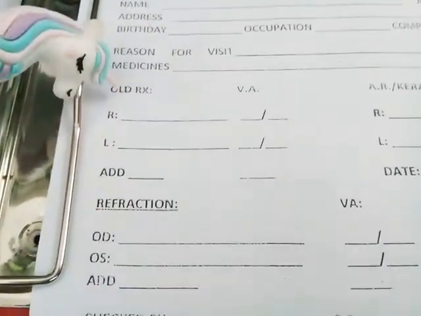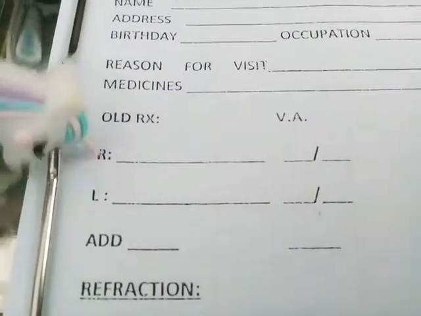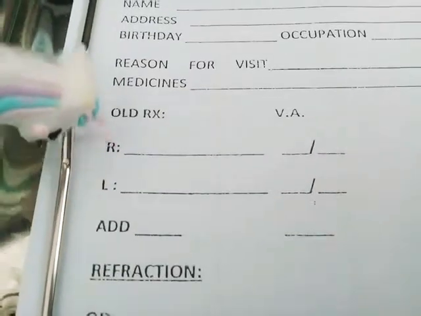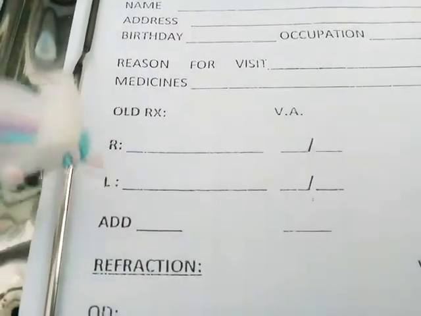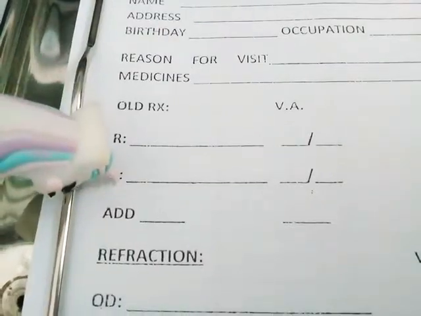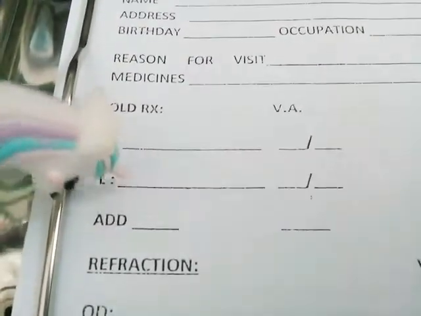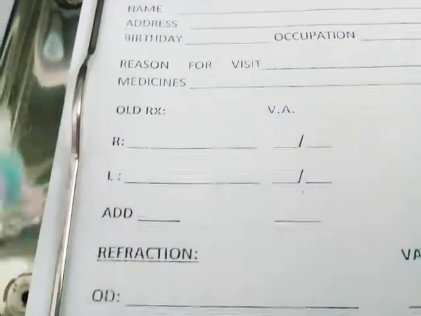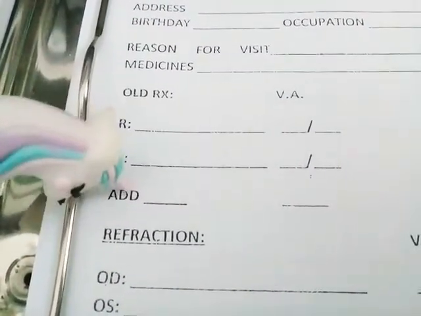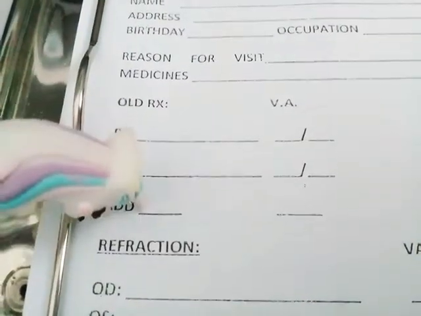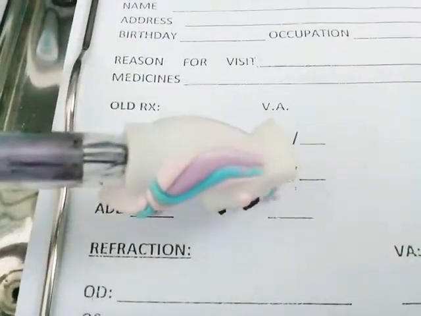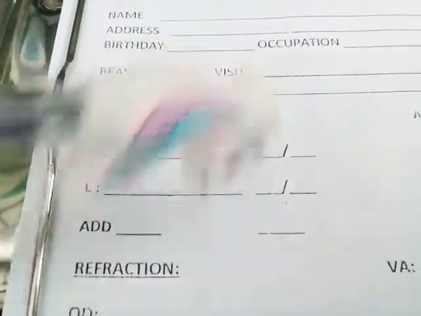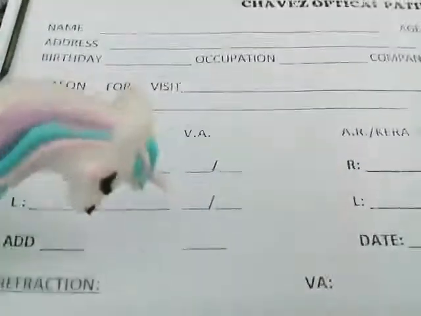So next we have this old prescription and their visual acuity. If they have their old prescription, we will write it here. R is for the right eye, and L is for the left eye. So you can check what their vision is with their old lenses. Then we have this add or reading add for 40 years and above, and their visual acuity. VA stands for visual acuity, by the way, for near.